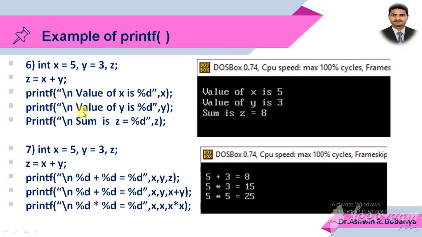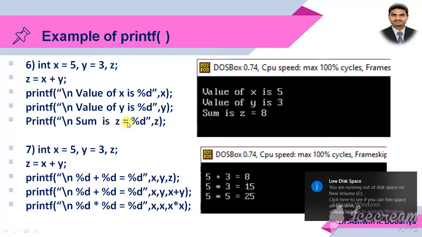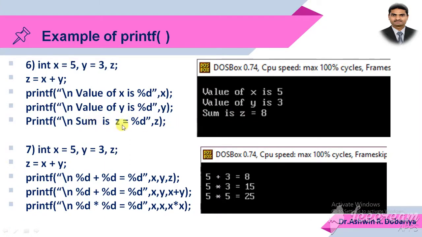Now the second statement, "value of y is": this string is displayed as it is. Now instead of the %d format specifier, it displays the value of y, so value of y is 3. Now see here, this string is a little bit different. "Sum of z is equal to": here "is equal to" is also a part of the string.